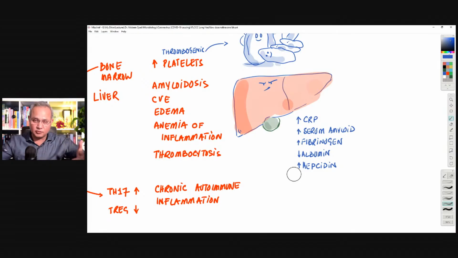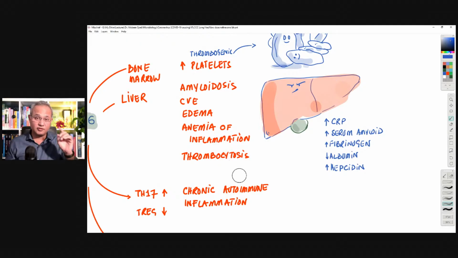If this becomes abnormal, I'll keep repeating, in a normal case, this is helpful. It helps with the war, takes care of the virus or pathogen, then repairs everything and gets out and is done. But when this becomes abnormal, what happens? Now think about it for a second, please.